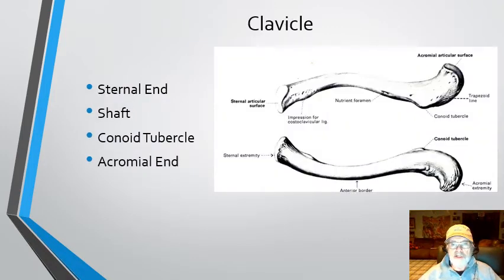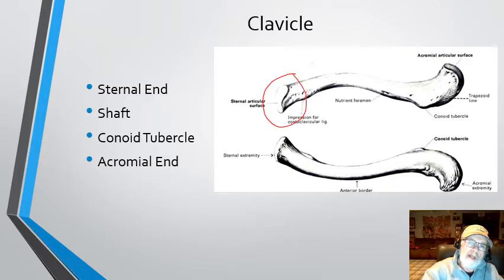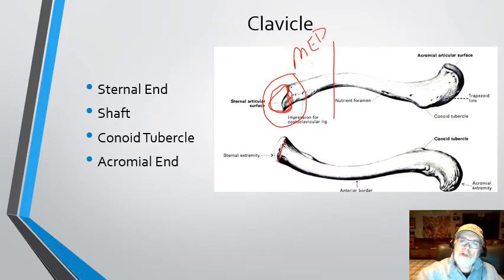So if we look at the bone and start here, this is the sternal end right there. It doesn't really show it very well, but that sternal end is much rounder, almost pyramidal sometimes, almost pear-shaped, okay? So that's going to be the sternal side. So this right here would be my medial third. This here is my middle third, and this here is my lateral third.